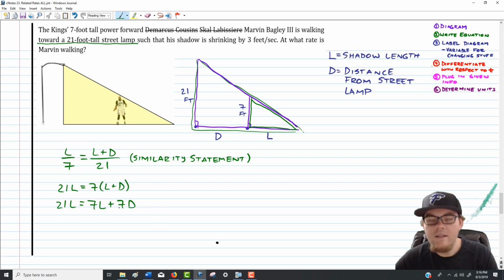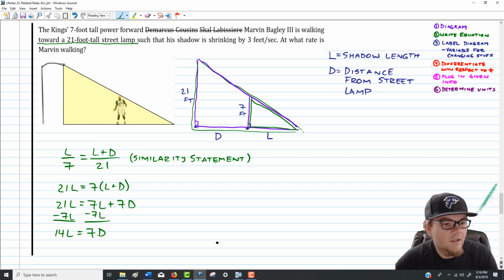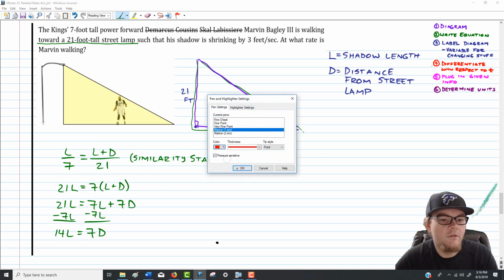So that is the exact same equation. It's just been cleaned up quite a bit. And in fact, we can clean it up a little bit more. By subtracting 7L from both sides, we can actually get that 14L is equal to 7D. Not 7D, 7 times the quantity D for distance. So with those two things in place, now we've got a really simple equation to differentiate.